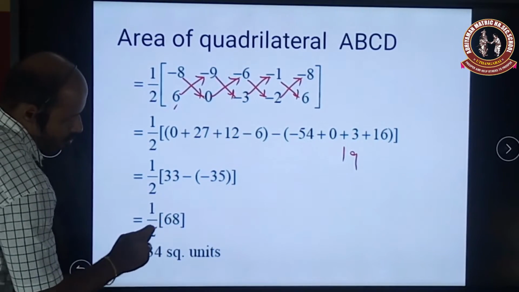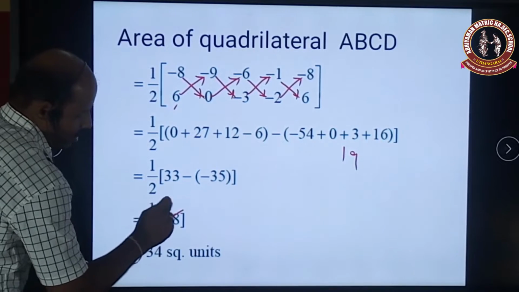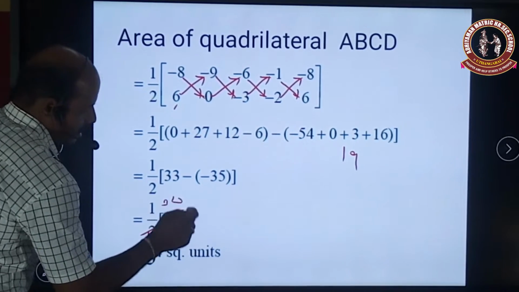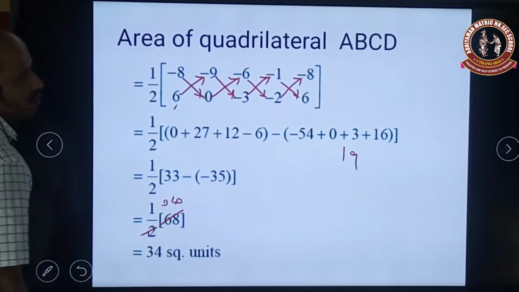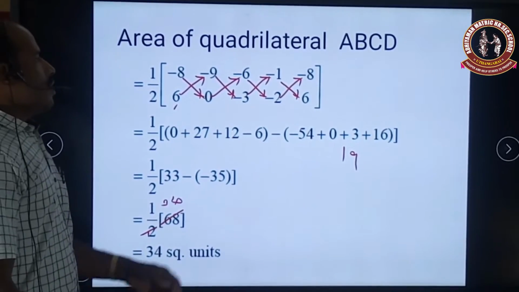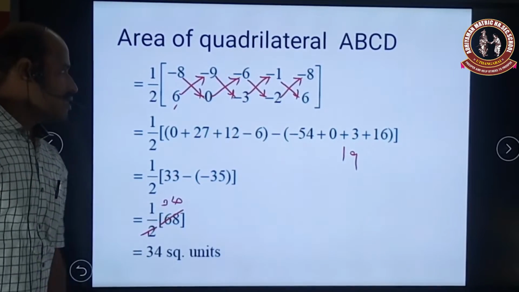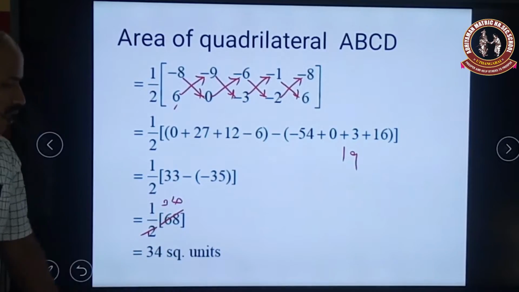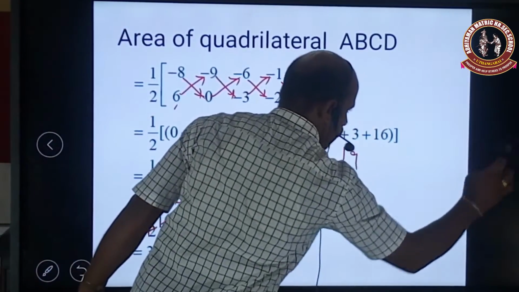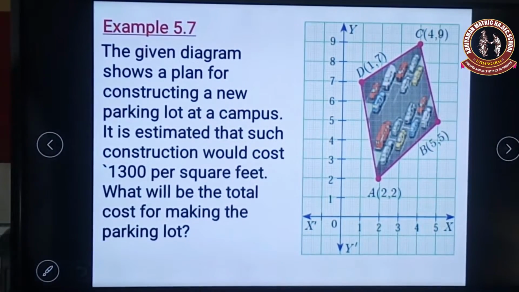1 2s are 2, 3 2s are 6, 4 2s are 8. That is equal to 34 square units. Okay, students, area of quadrilateral ABCD equals 34 square units. Next sum, Example 5.7.